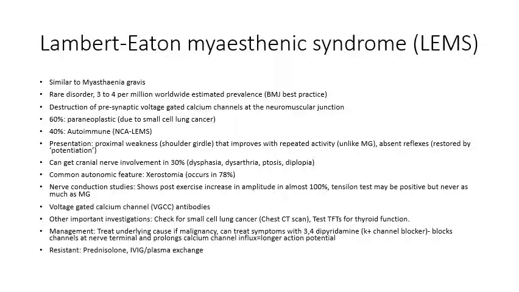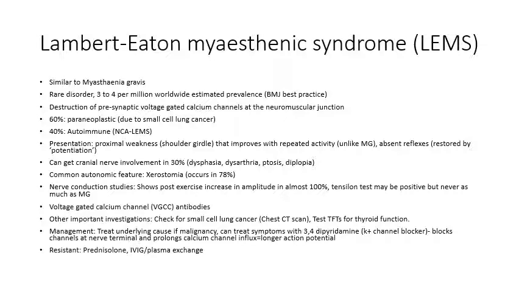As stated previously, it's all about this proximal weakness, more appropriately the shoulder girdle, that improves with repeated activity, unlike myasthenia gravis. You can get other features like cranial nerve involvement and autonomic involvement like xerostomia, which is dry mouth. That is actually the most common autonomic feature, and you do get this in 80% of cases, and perhaps it's something to remember when you think of LEMS.